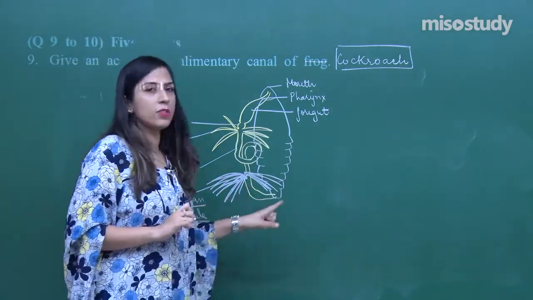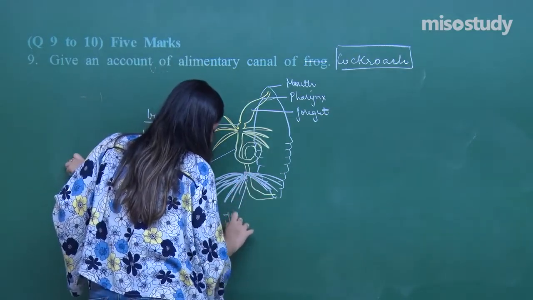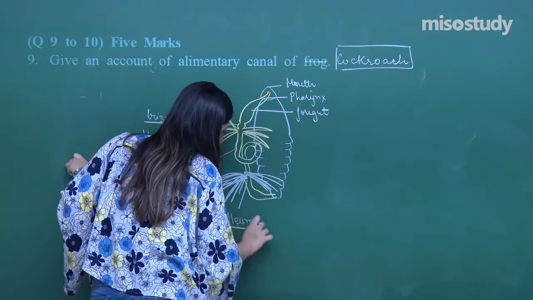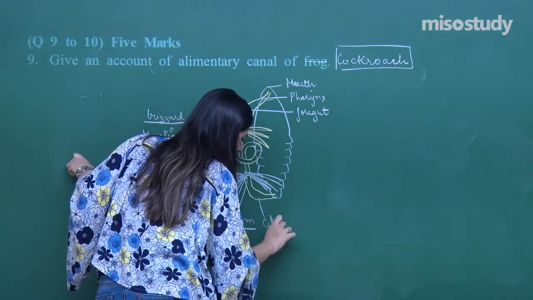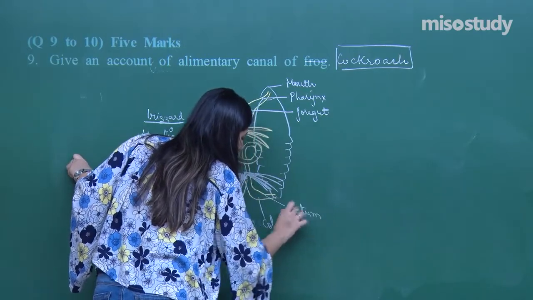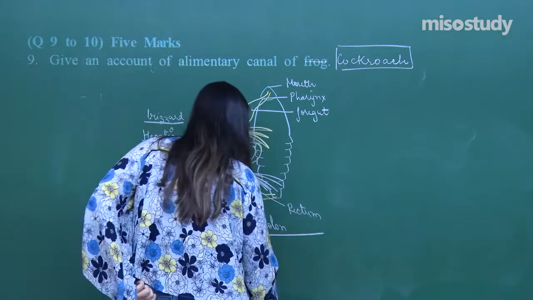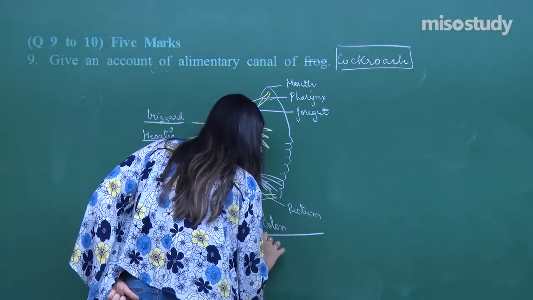The other region which starts from this place is called the hindgut. Ileum. Then we have the colon. The last region is called the rectum. All of these form what? Hindgut. So that is called the hindgut.